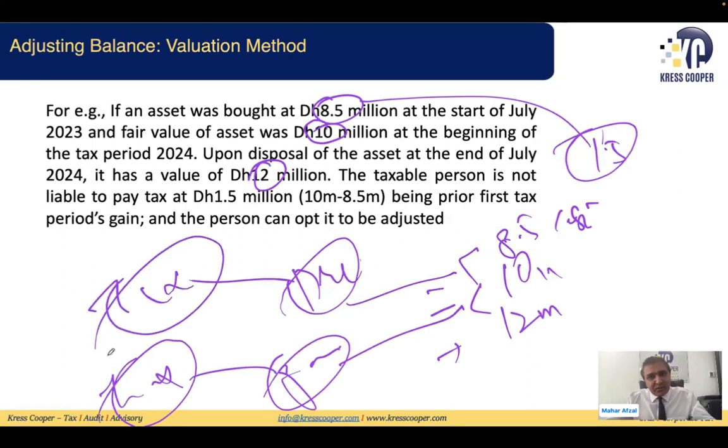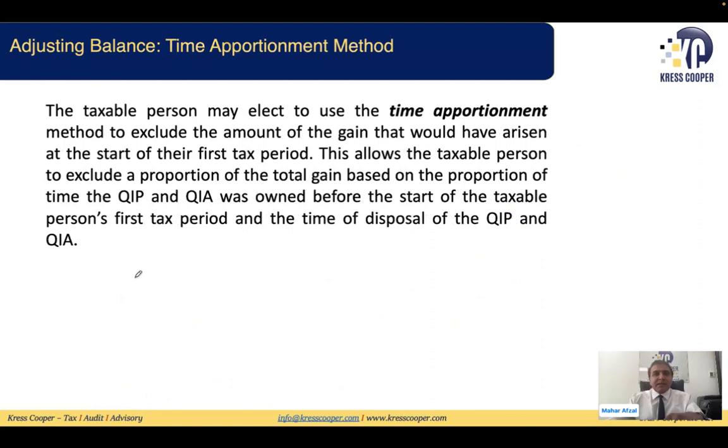And the accounting profit needs to be adjusted accordingly to arrive at the taxable profits, because this gain will already be reflected in the profit and loss account. We need to deduct the pre-tax gain from the accounting profit, the profit before tax, to arrive at the taxable profits. Second method is the time apportionment method.